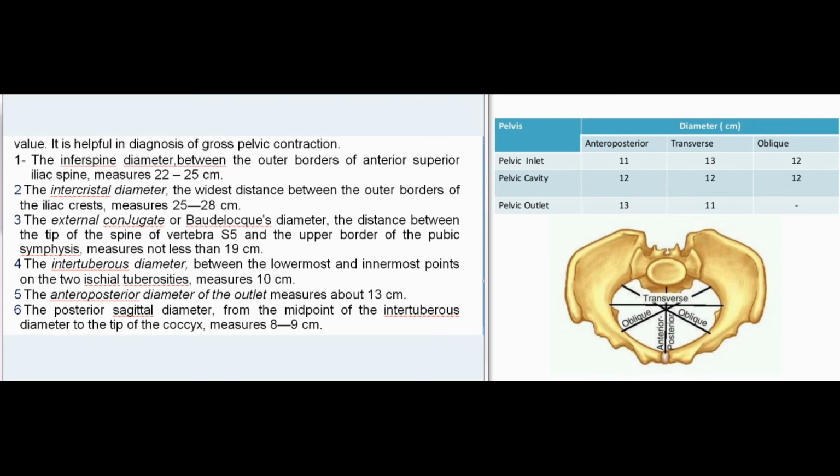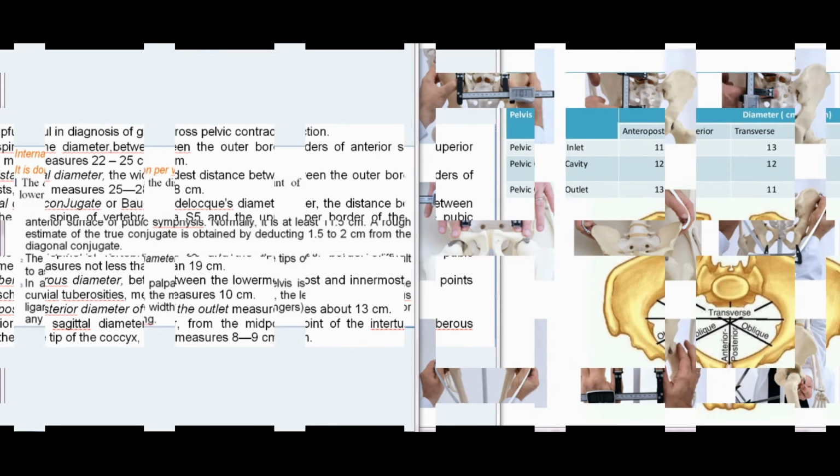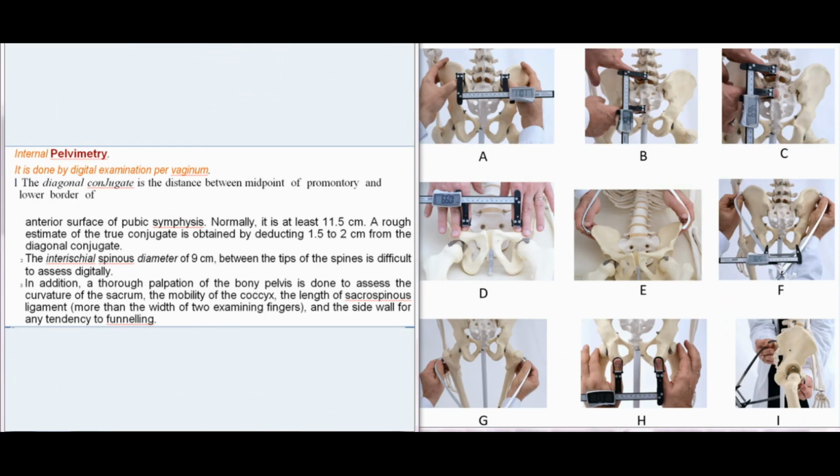4. The intertuberous diameter, between the lowermost and innermost points on the two ischial tuberosities, measures 10 centimeters. 5. The anteroposterior diameter of the outlet measures about 13 centimeters. 6. The posterior sagittal diameter, from the midpoint of the intertuberous diameter to the tip of the coccyx, measures 8-9 cm. Internal pelvimetry. It is done by digital examination per vaginum.